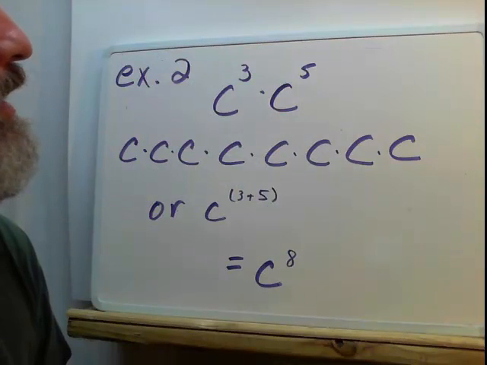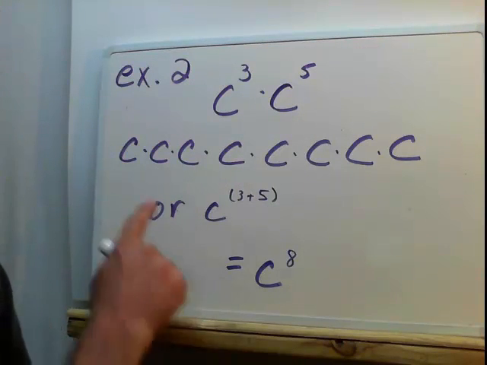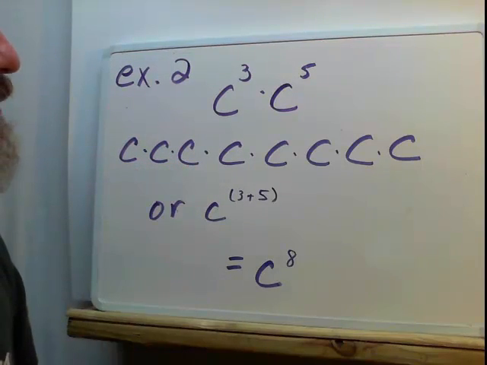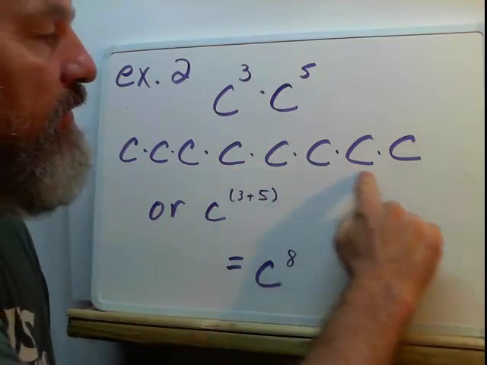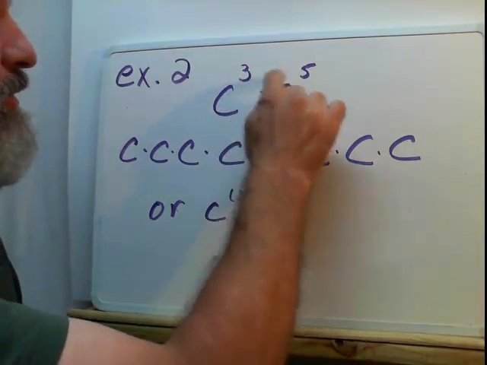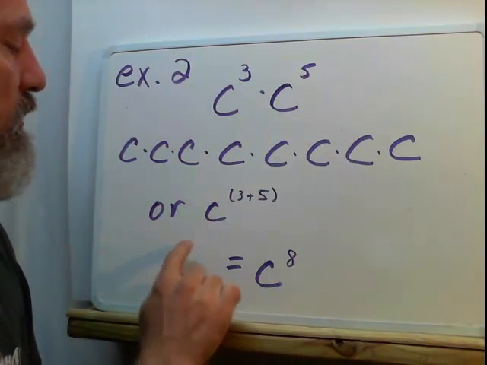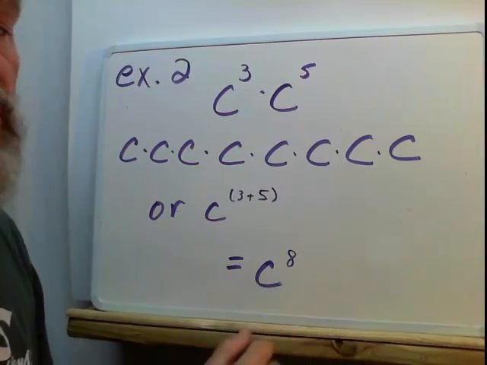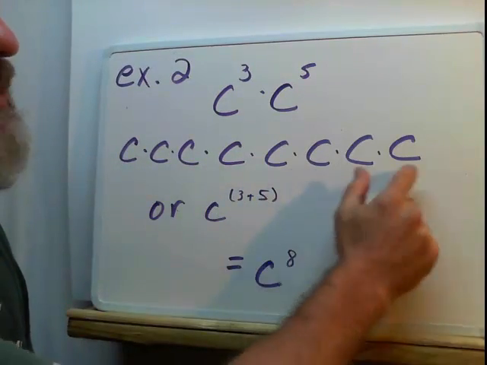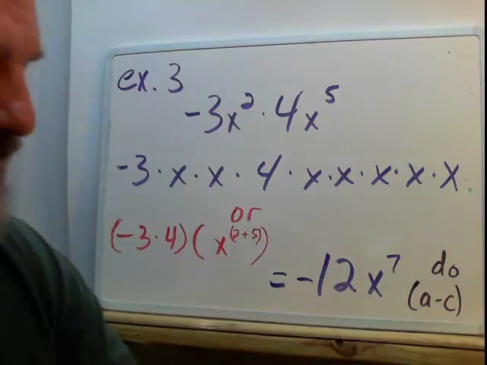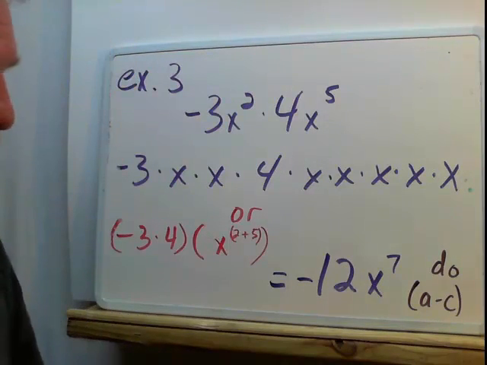Example number 2, we have c cubed times c to the 5th. So we have c times c times c to the 3rd power, and then we also have c to the 5th power here. Again, we can start looking at it this way, but we can also start moving to the step where we just recognize this as c to the 3 plus 5, or c to the 8th. Count them up, and we have indeed 8 c's.